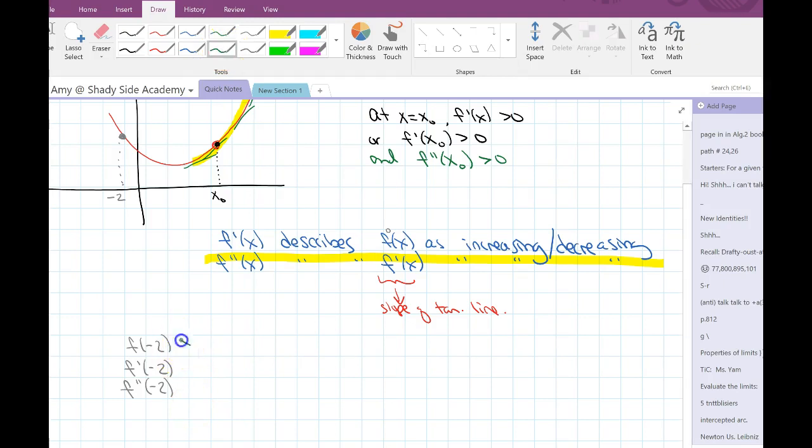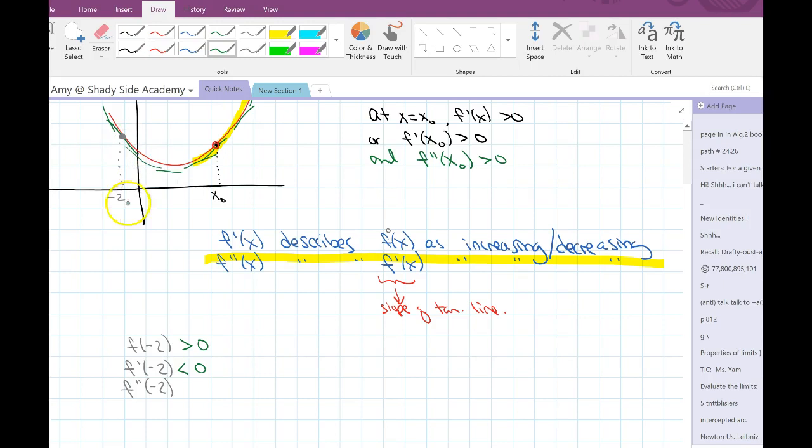Well, it's very clear that that's the case, right? The slope of the line tangent is negative, hence this point here, and f of negative 2 is obviously above the x-axis. How about f double prime at negative 2? Well, let's see. What's happening to the tangent lines? What is happening to the slopes of the tangent line? Let's see. Very negative.